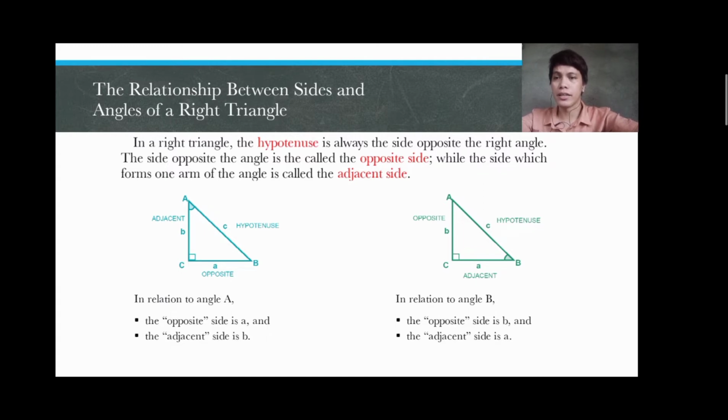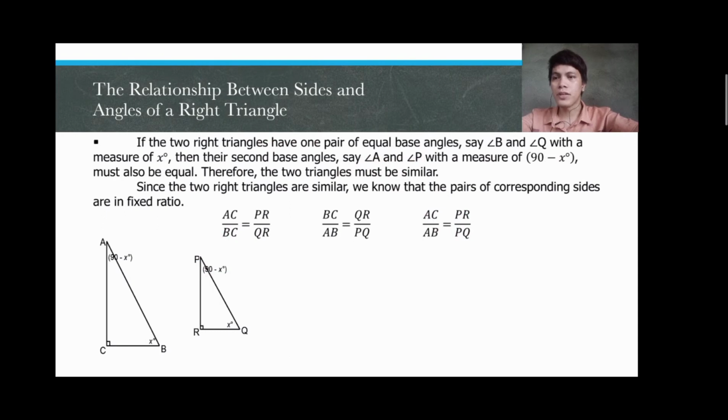In relation to angle B in the given diagram, the opposite side is side b and the adjacent side is side a. If the two triangles have one pair of equal base angles, say angle B and angle Q, with a measure of x degrees, then their second base angles, say angle A and angle P, with a measure of 90 minus x degrees must also be equal. Therefore, the two triangles must be similar.